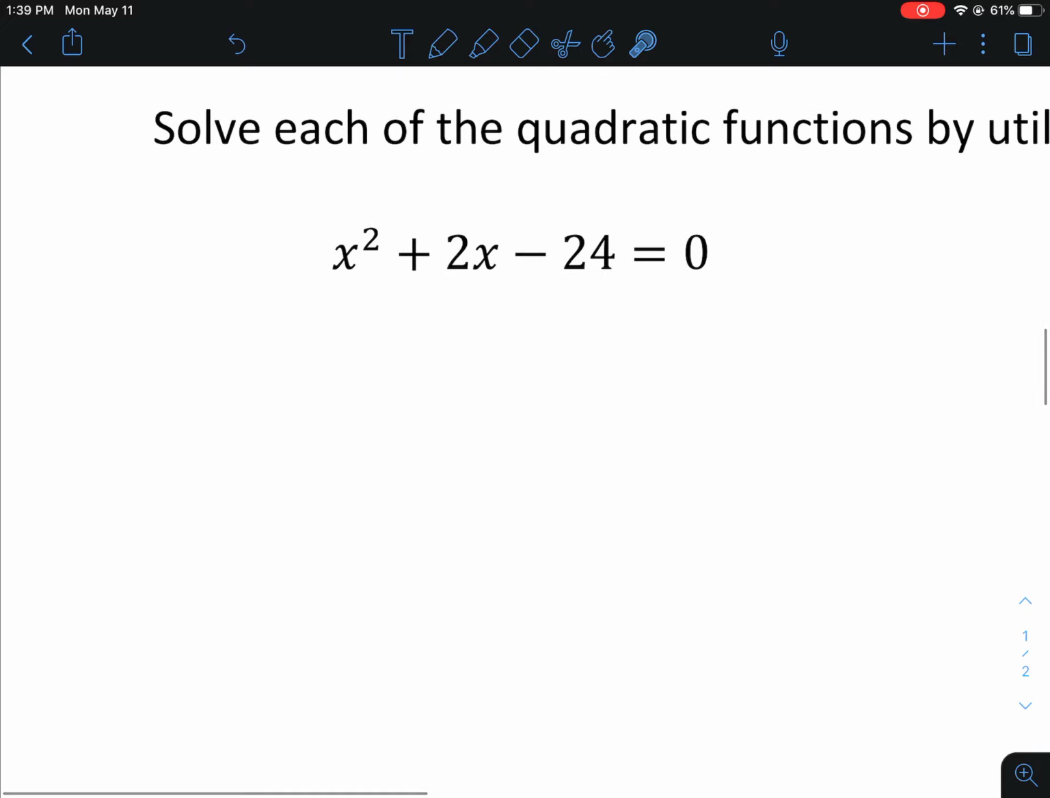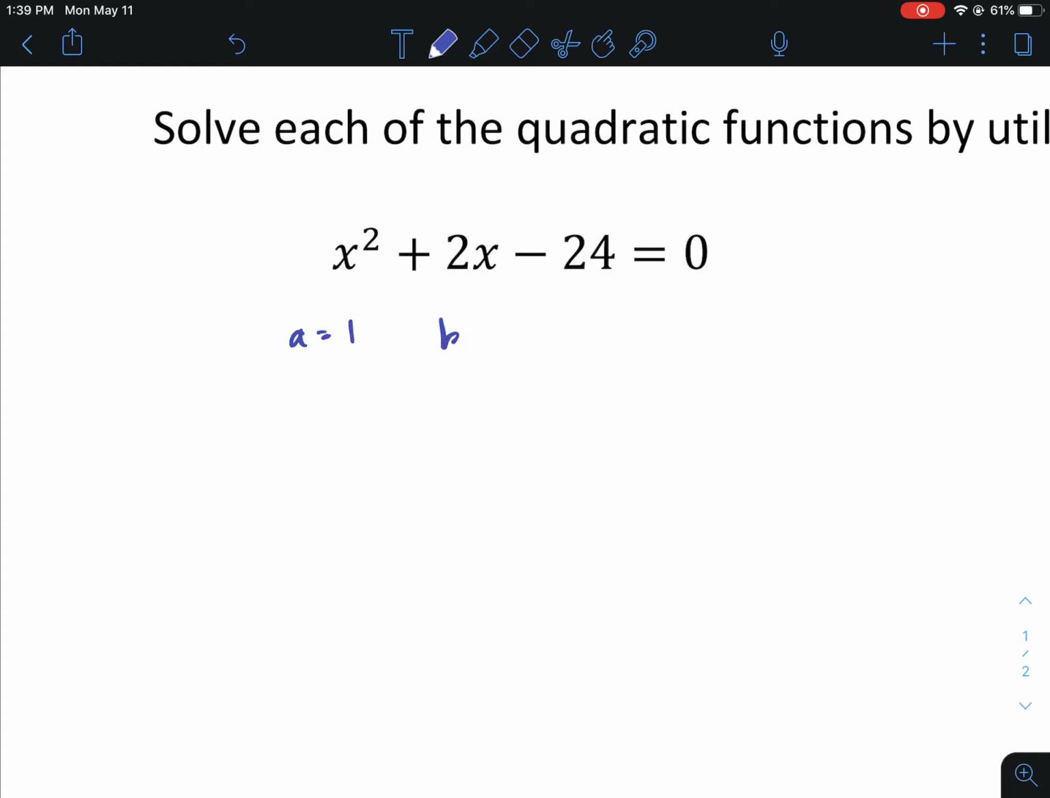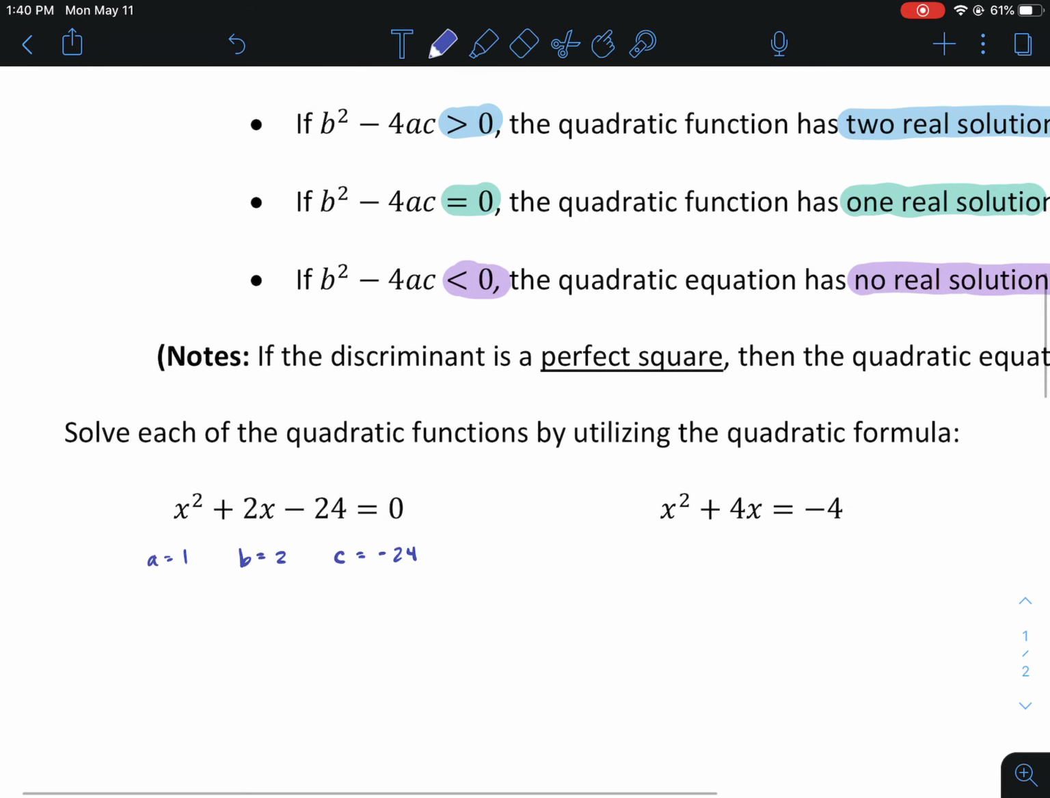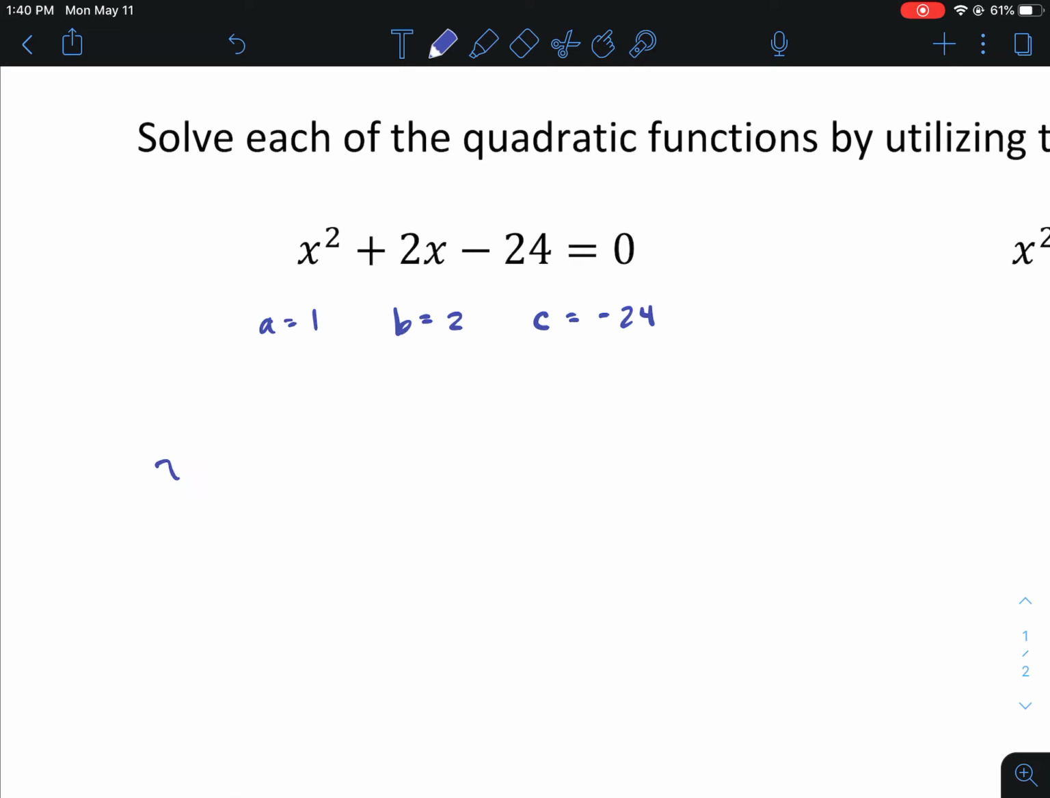Let's look at this one. x squared plus 2x minus 24 equals 0. So we can clearly see that a here is equal to 1, b is equal to 2, c is equal to negative 24. So we're just going to plug these values into our quadratic formula. So we know that x is equal to negative b plus or minus the square root of b squared minus 4ac over 2a.